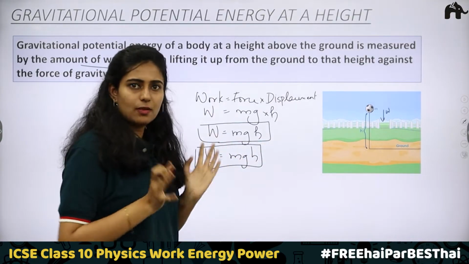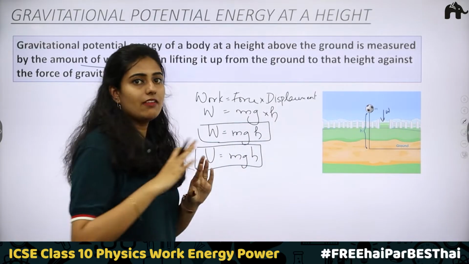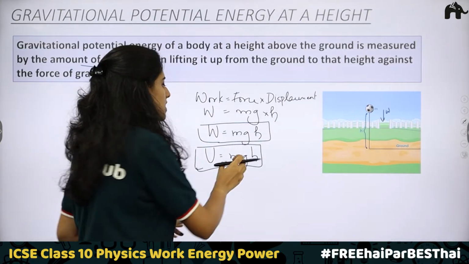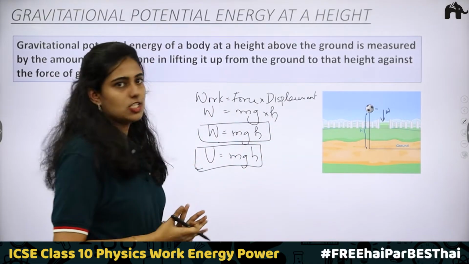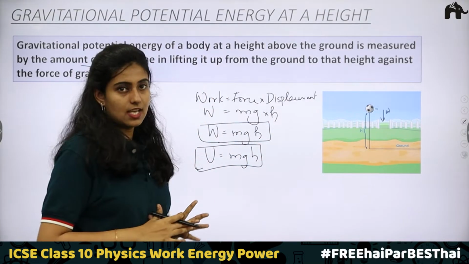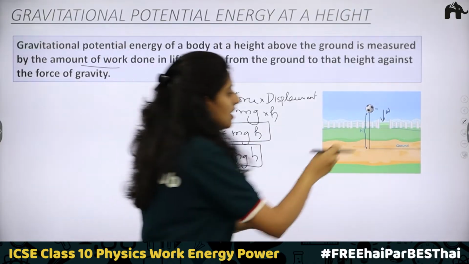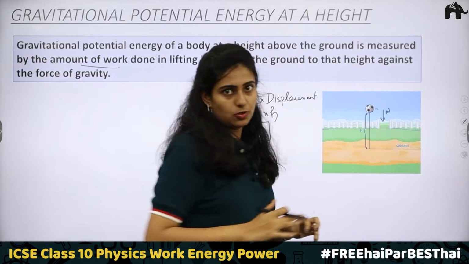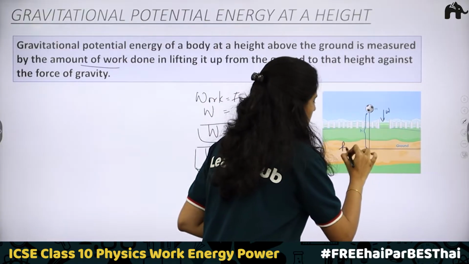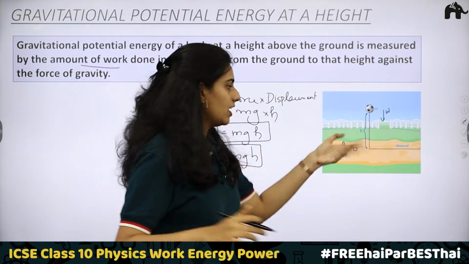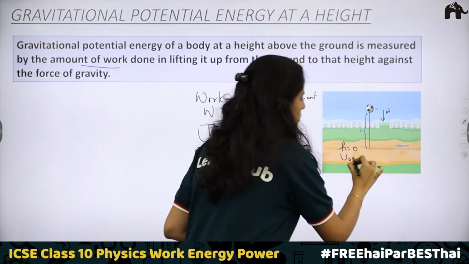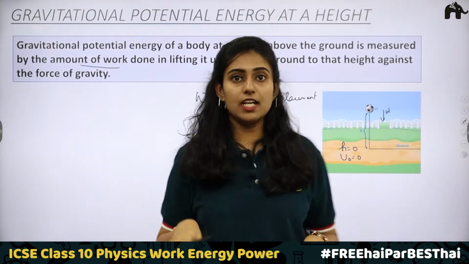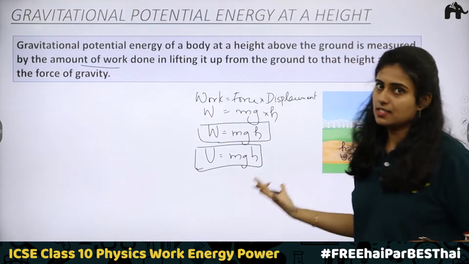Mass is a constant for a body. Acceleration due to gravity will have only a single value, that is 9.8 meter per second square. What about height? When height increases, gravitational potential energy also increases. In this case, we are considering the object is raised from the ground. At the ground, height will be equal to 0. When height is 0, gravitational potential energy U will also be equal to 0. Gravitational potential energy on the ground we have taken as 0.